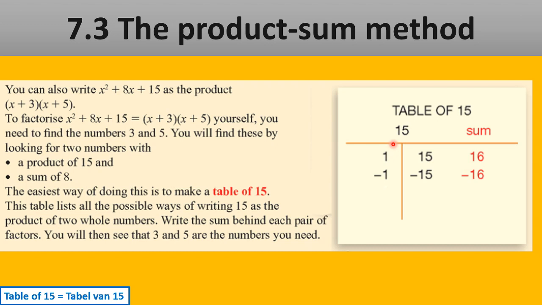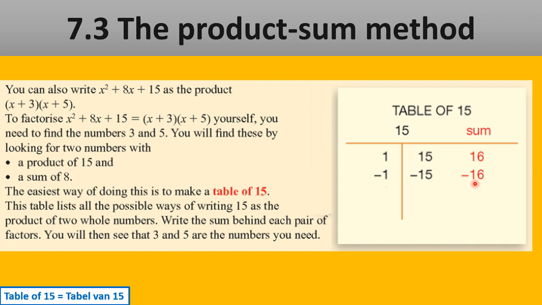So here 1 and 15, that's okay, and what I'm always going to do is then also write the negative numbers, because minus 1 and minus 15 also works. Minus 1 times minus 15 is 15. What's the sum? Well, 1 plus 15 is 16. Minus 1 minus 15 is minus 16.